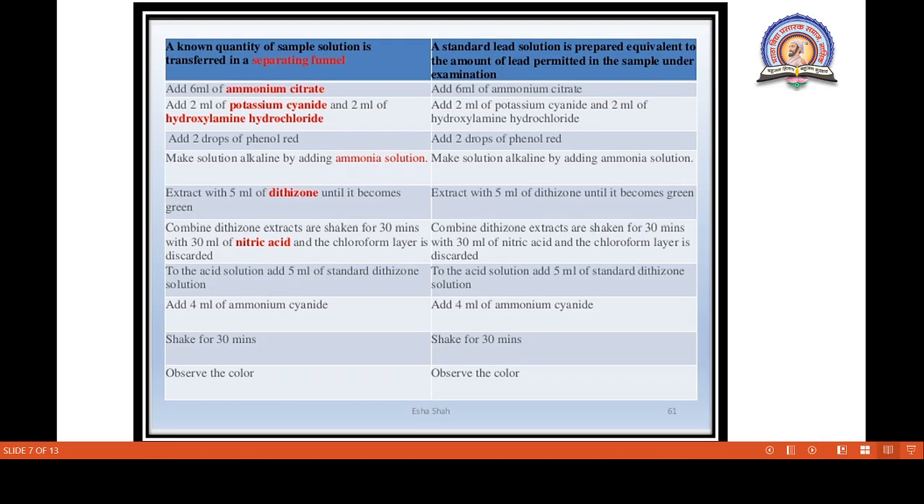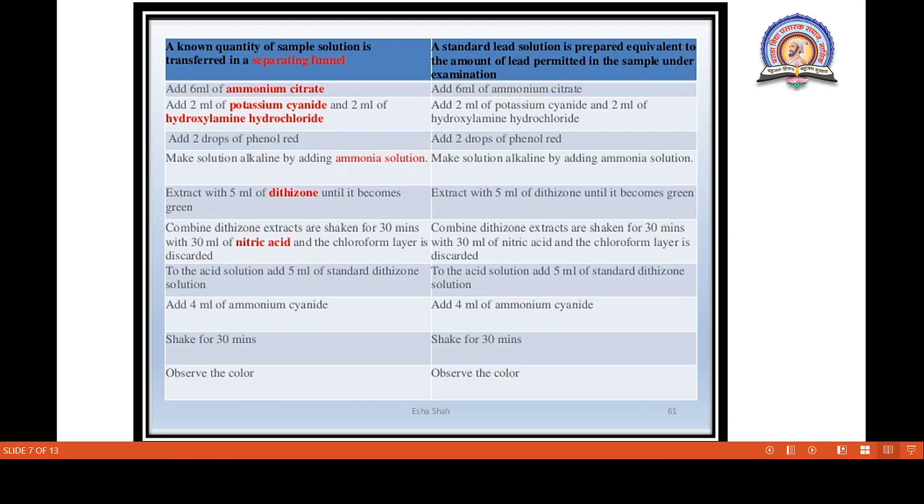Extract with 5 ml dithizone until it becomes green, because the initial color of dithizone is green, right? Then combine these dithizone extracts and shake for 30 seconds with 30 ml of nitric acid. The chloroform layer is discarded. Then to the acid solution add 5 ml standard dithizone solution and 4 ml ammonium cyanide. Again shake for 30 seconds and observe the color. If red color is observed, and if that red color is more intense, then the limit test fails.